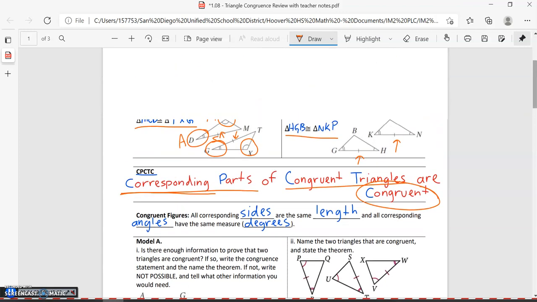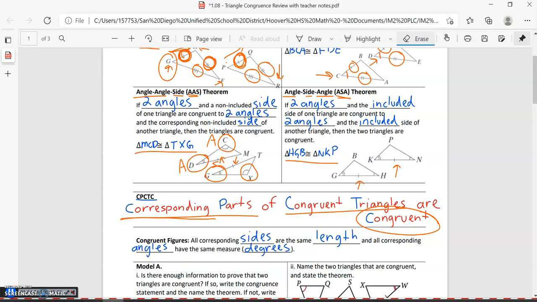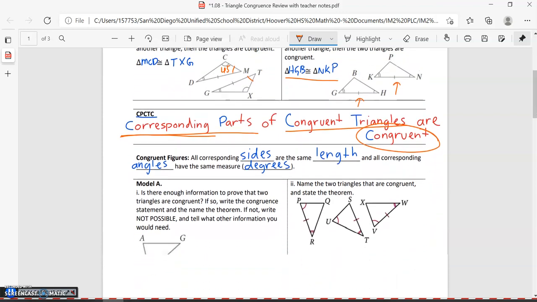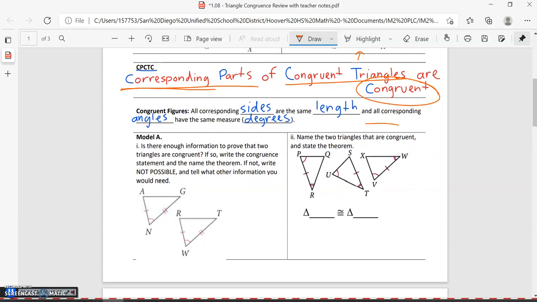What that means is, if we know these two triangles are congruent, which we do, then let's say I told you angle M is 45 degrees. Well, we now know angle T is 45 degrees. Okay, we only have to know one number in one triangle to know the other number in the other triangle. So every single part of both triangles are equal to one another. And that's what this is describing.